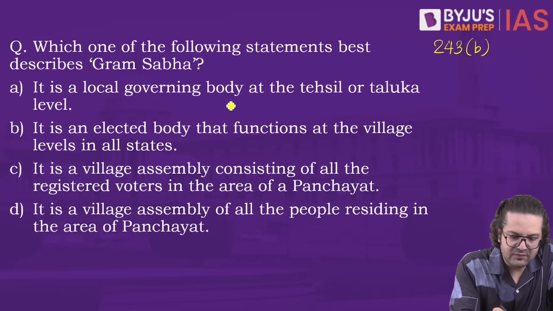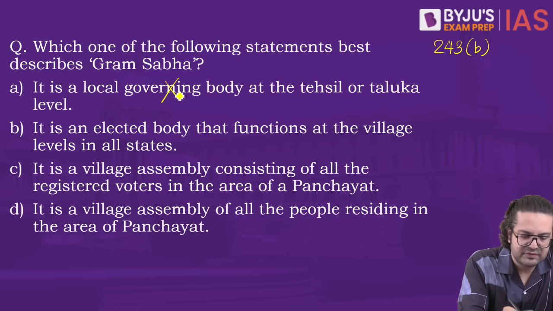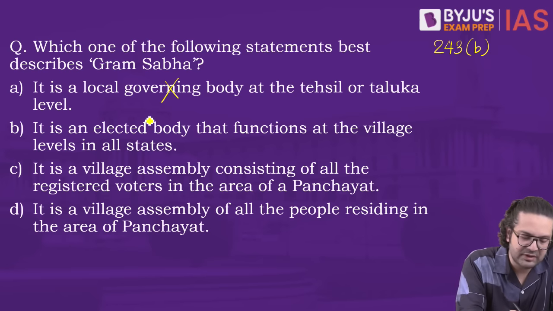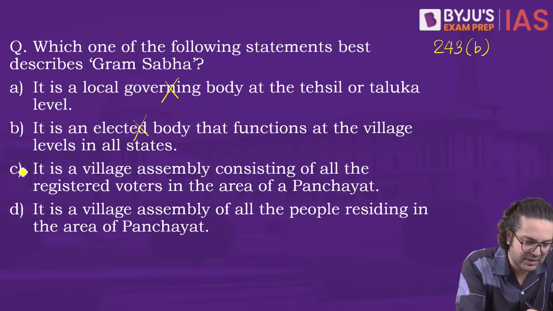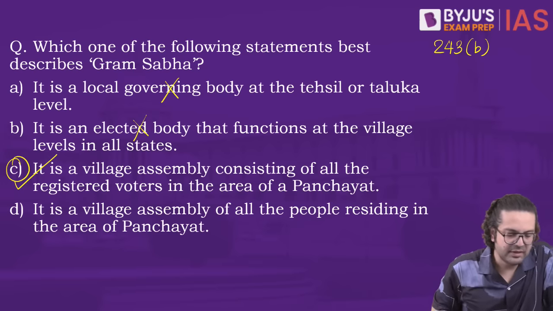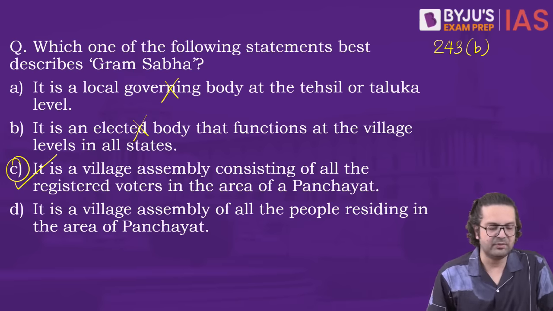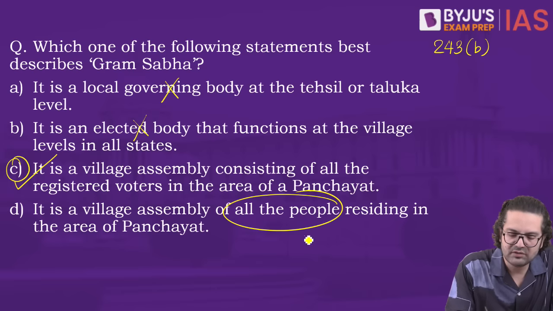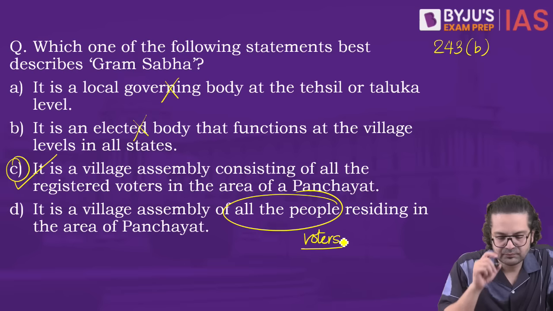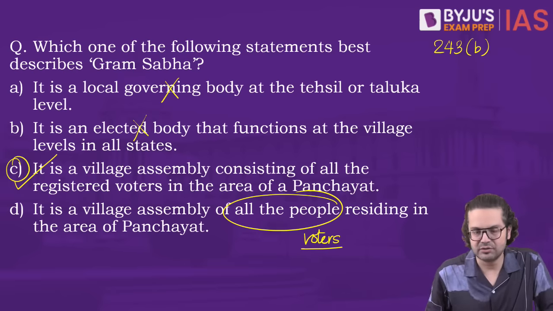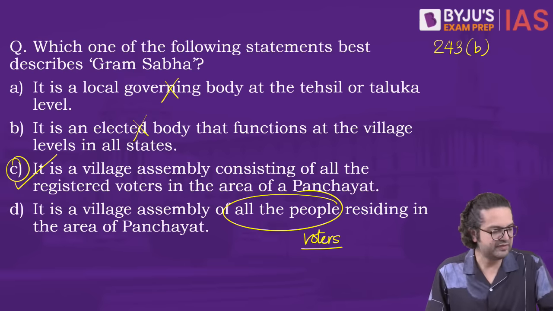So is it a local governing body? Gram Sabha is not a governing body, firstly. It's an elected, no, Gram Sabha is not an elected body also. It's a village assembly consisting of all the registered voters in the area of a panchayat. Seems to be correct. C is the right answer. Very good. It's a village assembly of all the people, not all the people, all the voters. All the people would also include kids under 18. They are not voters. Okay. So C is the answer.